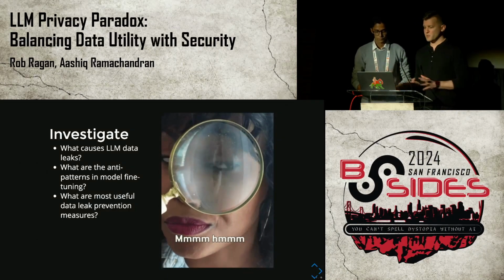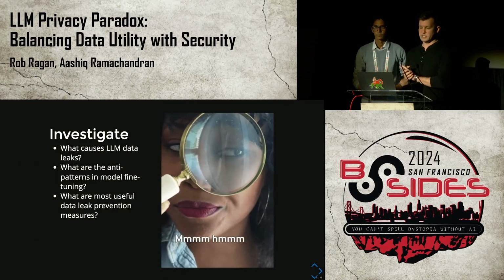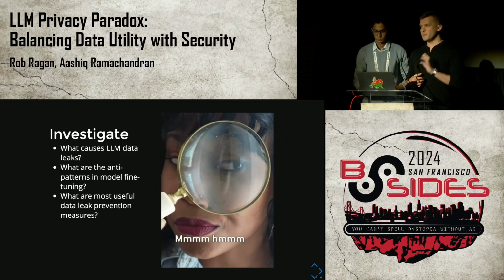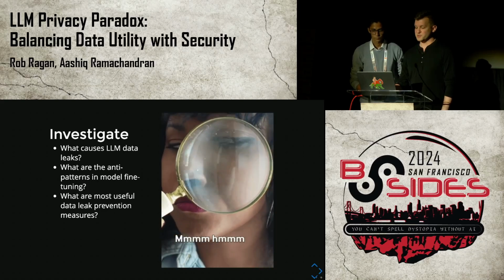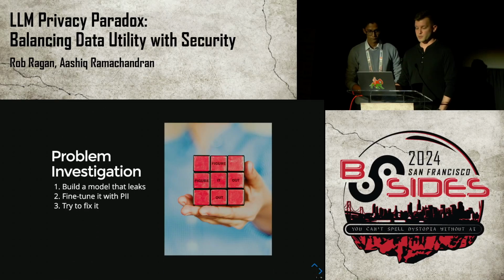So we decided we wanted to actually see what causes these. We wanted to see what are the anti-patterns, like what mistakes can you make? And so we tried to make mistakes on purpose, and then see what's most useful to actually prevent this. So we set out to build this model that actually leaks, and then we're going to try to fix it.